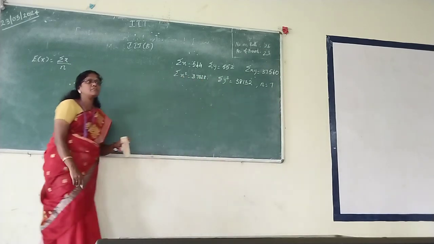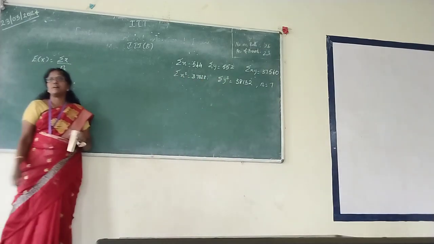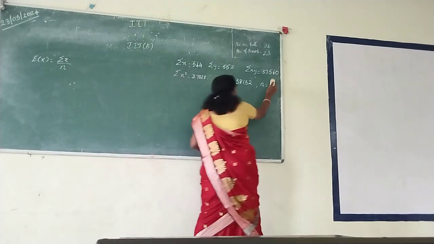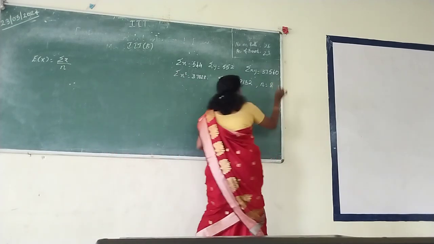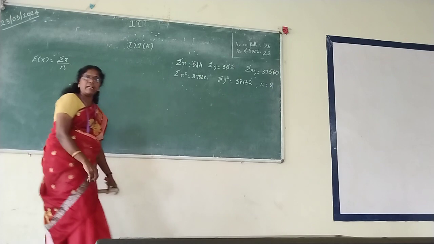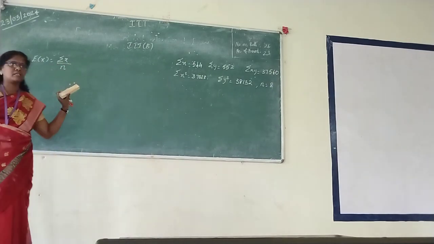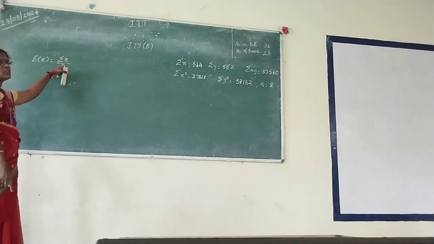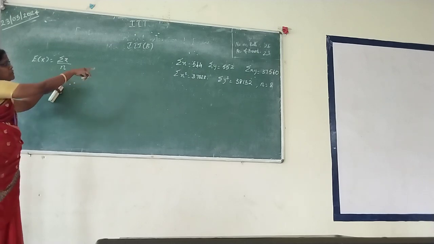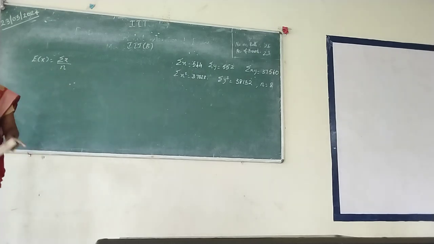Are 7 data given? 8 data, ma'am. 8 data. So n is equal to 8. So E of x equals summation of x by n. So 544 by 8. What is the answer? 68.